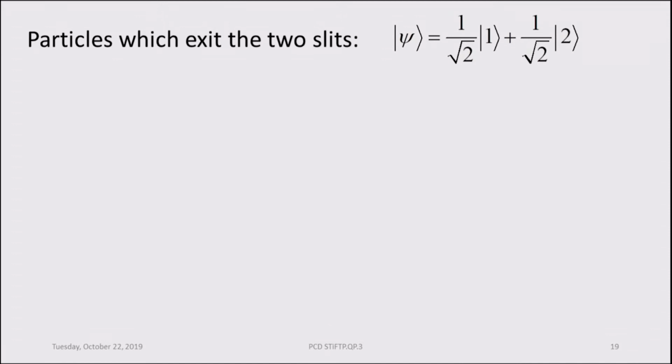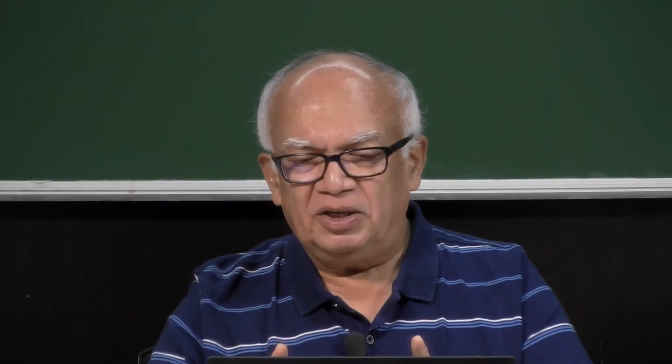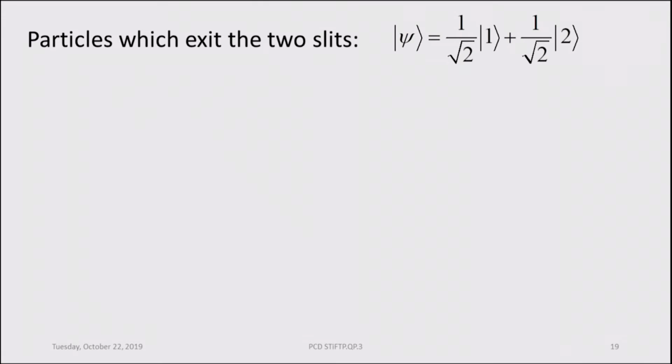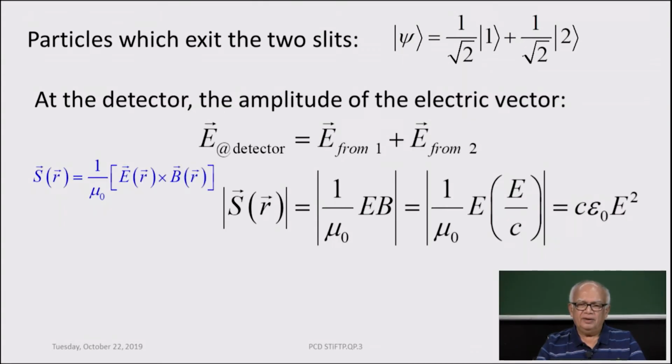So, this is what happens. If both the slits are accessible for passage, then the system wave function is a superposition of these two, so it is 1 over root 2 of one plus 1 over root 2 of the other. Now, what is the amplitude of the electric vector? Suppose you are carrying out this experiment with light. The amplitude of the electric vector at the detector is the sum of the two amplitudes. So, this is just the superposition of waves, right.